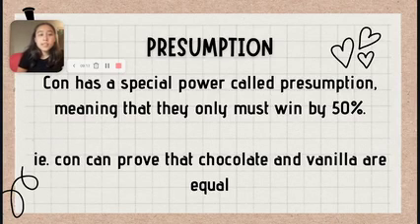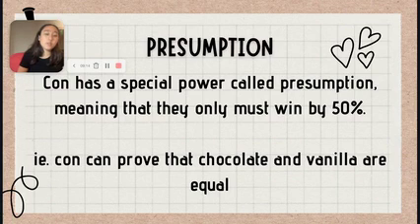Now, one last thing I'd like to address is this idea of presumption. This is more stylistic, however, sometimes con has a special power called presumption, which means that they only must win by 50%. So, for example, rather than proving that vanilla is better than chocolate, which is the opposite of the resolution, con can prove that chocolate and vanilla are equal. So this gives them this power, so that if it's not clear definitively which is better, con would win.